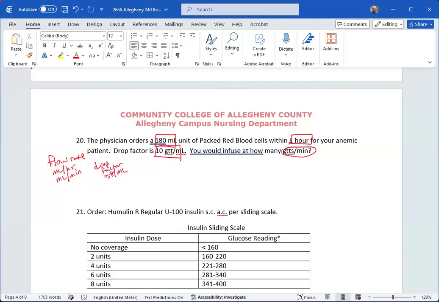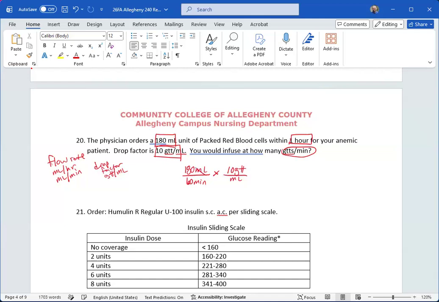So I'm going to take my 180 milliliters, and it says over 1 hour, but I think we're at the point now where we can just go ahead and say, and we know that 1 hour is the same thing as 60 minutes, and then times your drop factor.